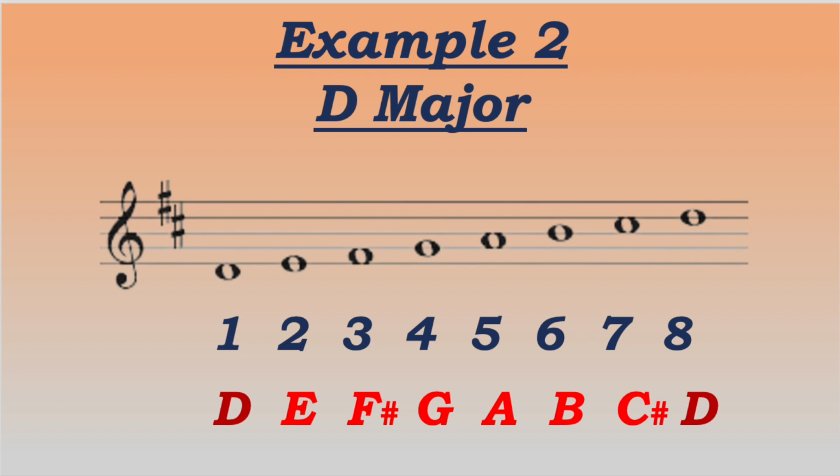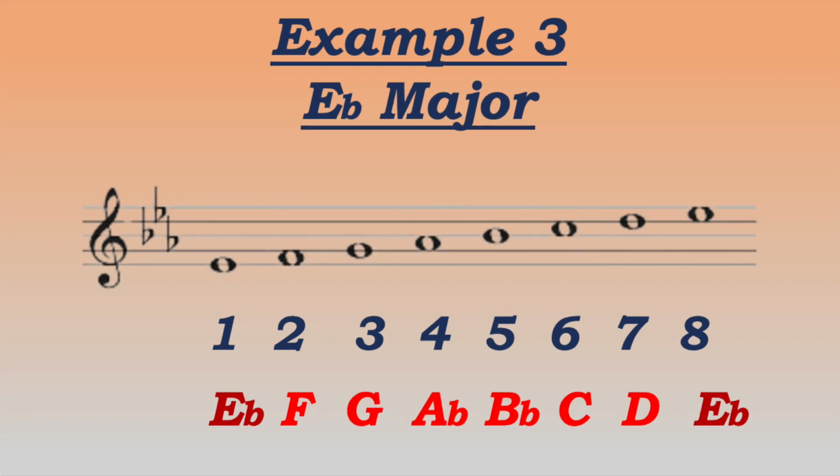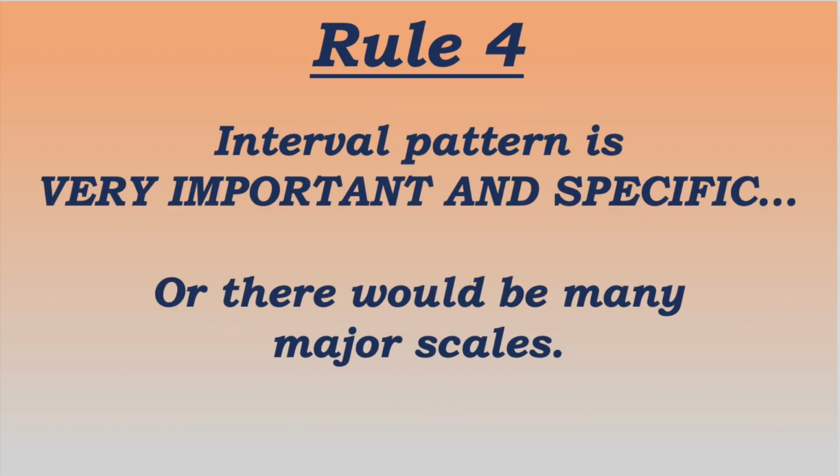The letter names are there, even if they have accidentals like sharps or flats at the end. As long as the letter names are there, it is perfectly fine. Another example with flats, E flat major. It has E flat as the start note, then F, G, A flat, B flat, C, D. Perfectly fine as well. But there's another rule, which is rule number 4, the interval pattern.